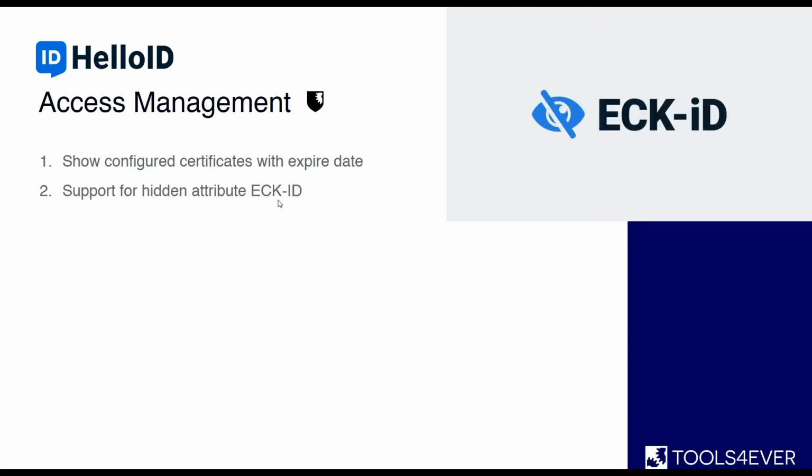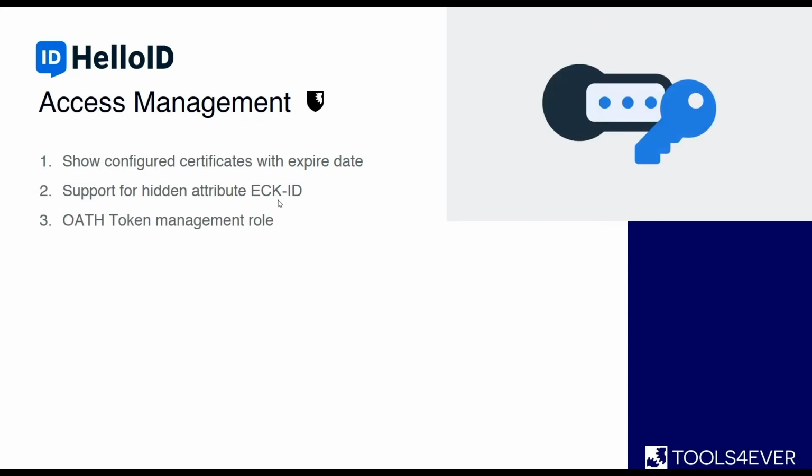We also have an extra hidden attribute, ECK-ID. It is in the user database, but not visible in the GUI. It is only accessible via the mapper and the API. We also have an extra token management role. Now you can delegate 2FA tasks to a non-technical user without granting them access to the whole HelloID portal.